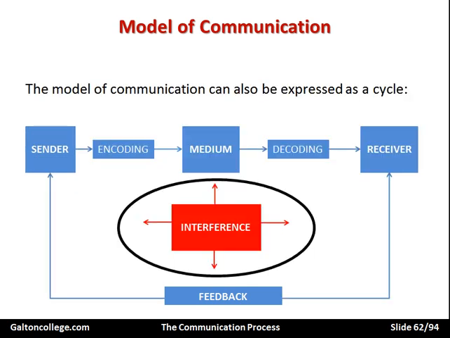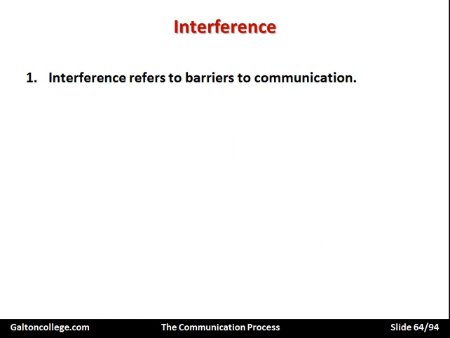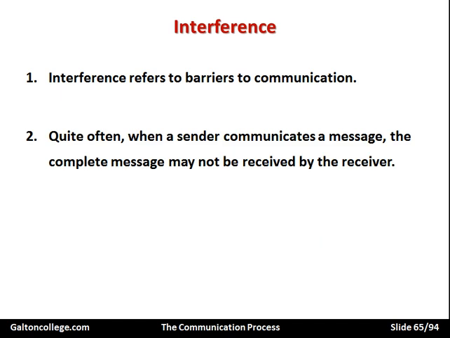Now, interference, I said it's also sometimes referred to as noise. Well, interference refers to any barriers to communications, obstacles to communications. Quite often when a sender communicates a message, the complete message may not be received by the receiver. It may be truncated. It can happen for all sorts of reasons. There may be electronic issues, that the message was sent but only half the message arrived, or the message arrived in very distorted format. Or it could be the area where two people are meeting face to face is very noisy and there are many distractions, so the message is not properly understood by the receiver.